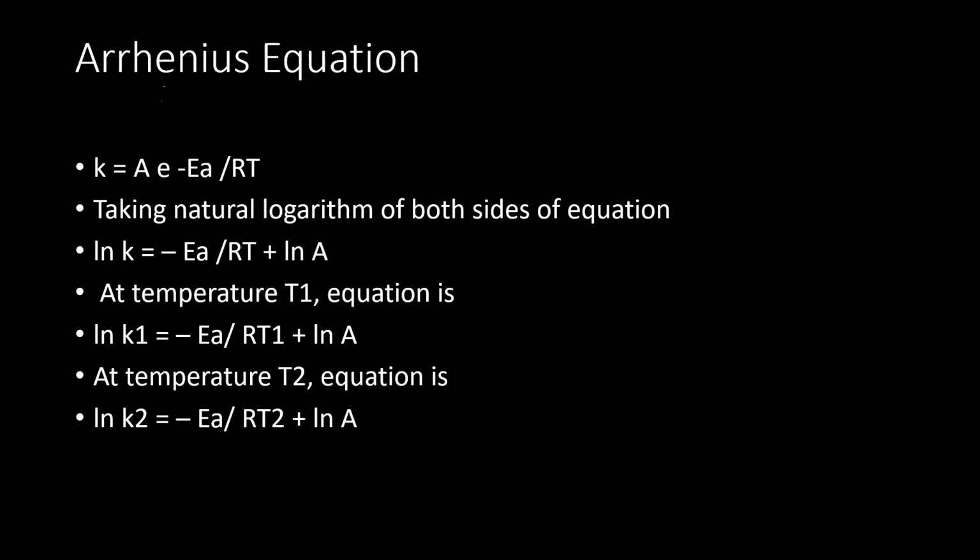So we are going to write the Arrhenius equation at two different temperatures, T1 and T2. We know that when temperature changes, the rate constant also changes, K1 to K2. So this is our Arrhenius equation. First we take the log. When we take log of K, we get ln K, and log of A is log A plus log of e raised to x, which is equal to x. So log of e raised to minus Ea by RT is equal to minus Ea by RT. That's why we got it like this.